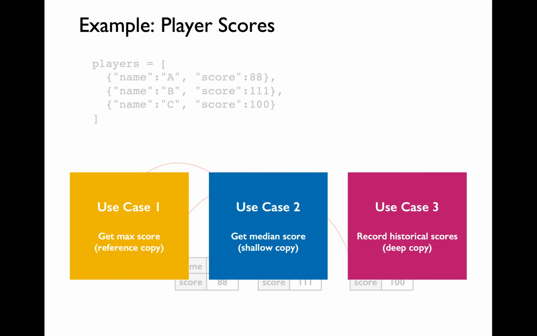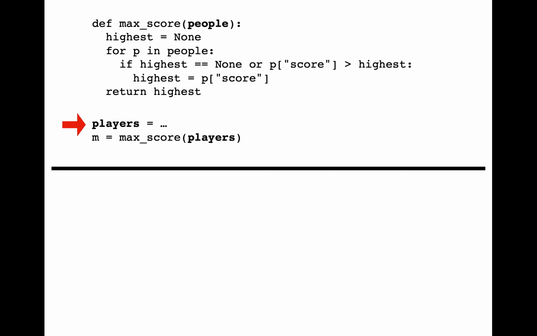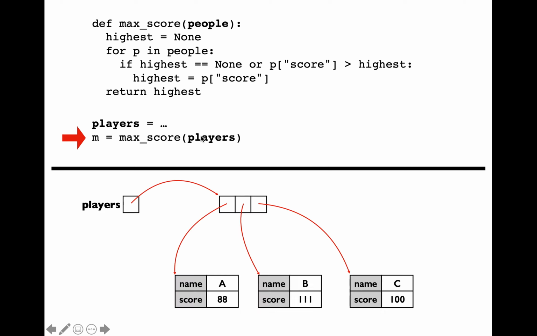Use case scenario 1 is going to be for a reference copy. Let's say that we want to compute max score among the players who are stored within this particular list of dictionaries data structure. We are going to only do a reading pass to compute max score. What exactly do I mean by that? Let's say that we are creating a function called max_score, which has a parameter people. When we invoke the max_score function by passing players as argument, people is going to reference whatever is being referenced by players variable here.